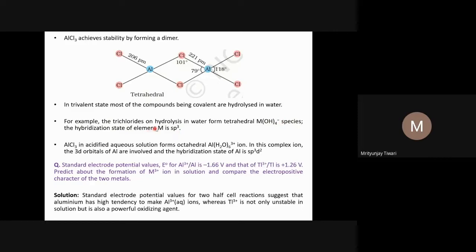The hybridization state of the metal in this species is sp3. That is very obvious, if you remember the VSEPR theory and the valence bond theory that I explained. So sp3 hybridization will be there for the central atom. AlCl3 in acidic aqueous solution forms an octahedral complex.